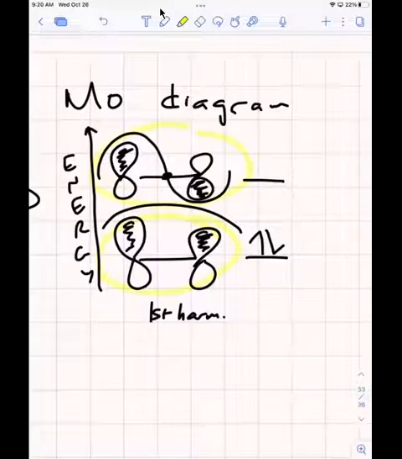So when you fill up the orbitals with electrons, you're basically filling up each energy level with 2 electrons before you put one in any of them, right? Does that make sense? Yeah, it does.